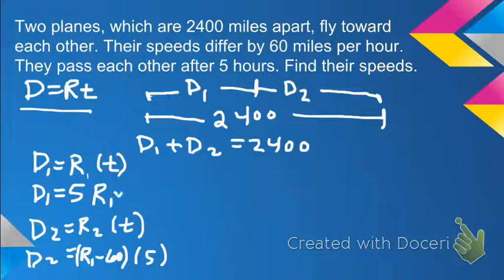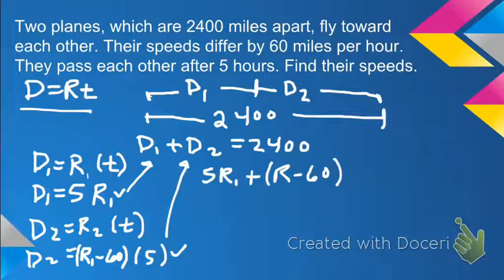Alright, so now we're going to take these two and plug them into our original equation, and we get 5 times the rate of plane 1, which represents the distance of plane 1, plus, in parentheses, r1 minus 60, because we're now in terms of plane 1, because the rate of plane 2 is the rate of plane 1 minus 60, differs by 60, times 5 equals 2,400. Now we're going to distribute and solve.